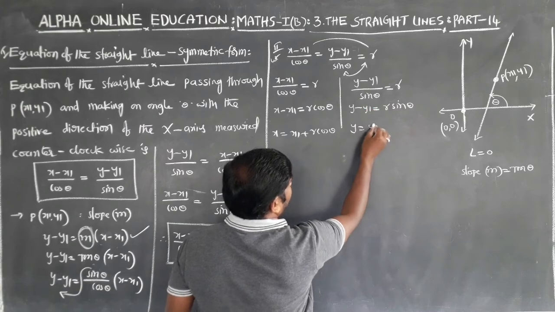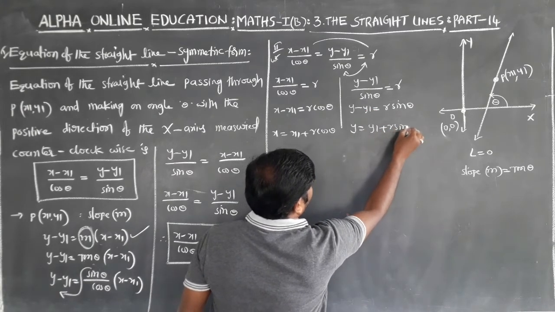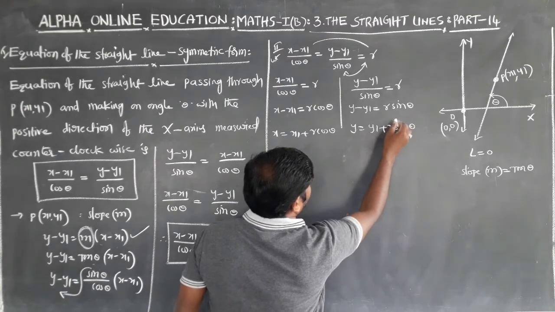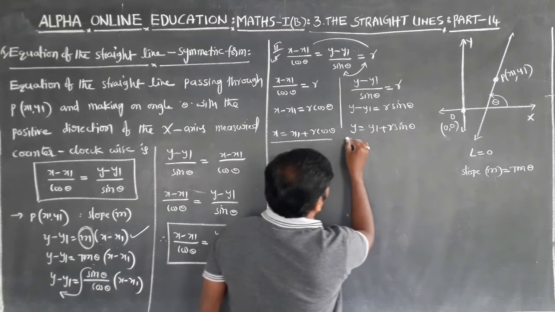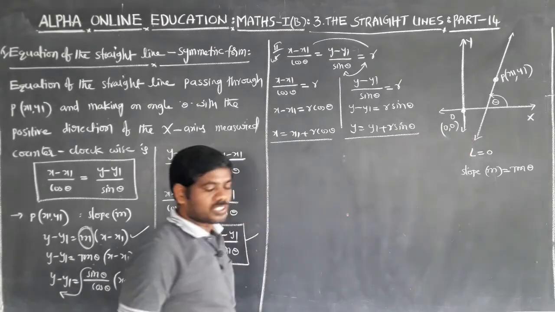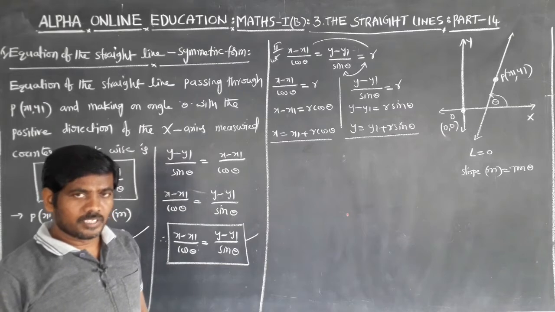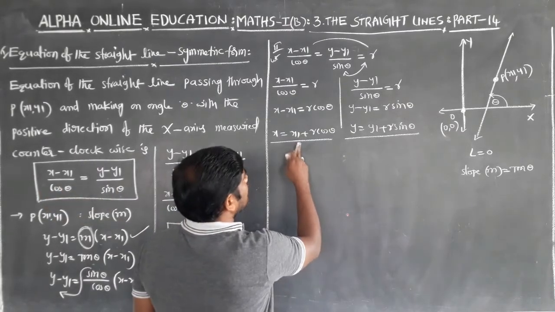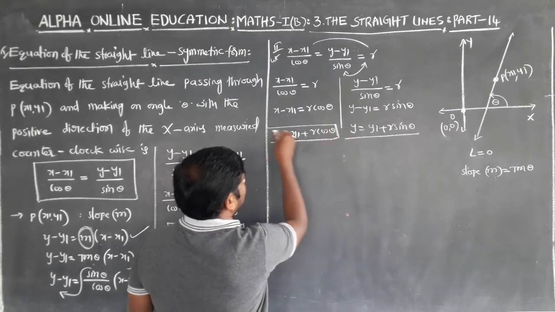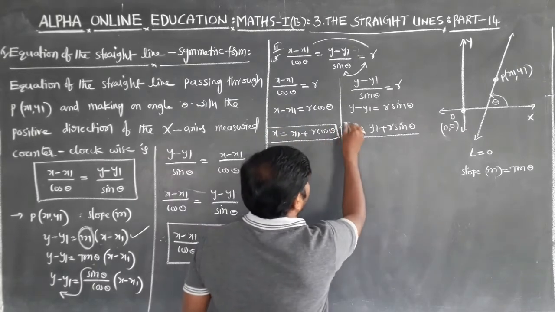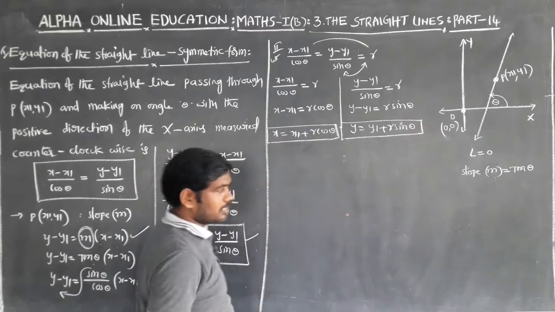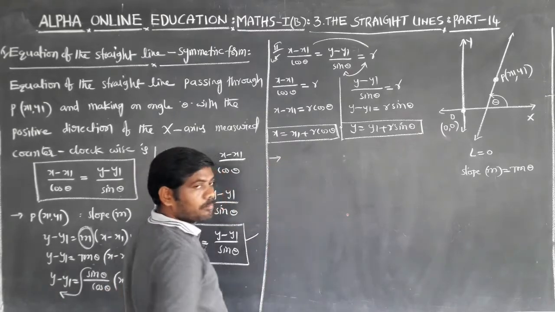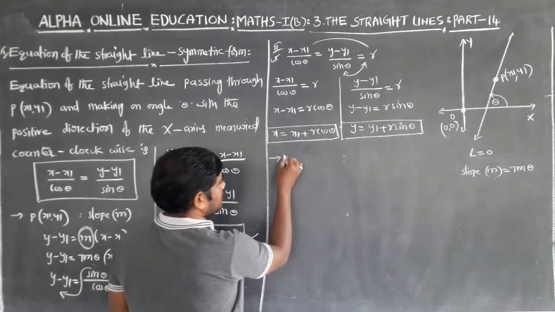Taking y on the right side, y is equal to y1 plus r sin theta. These are the parametric equations of the straight line. The parametric equations of the straight line are x is equal to x1 plus r cos theta, y is equal to y1 plus r sin theta.